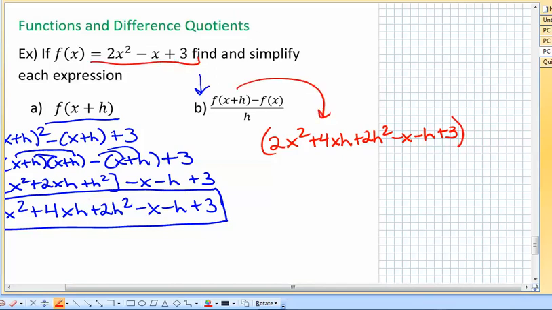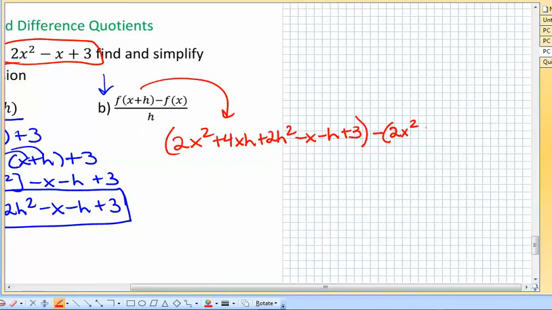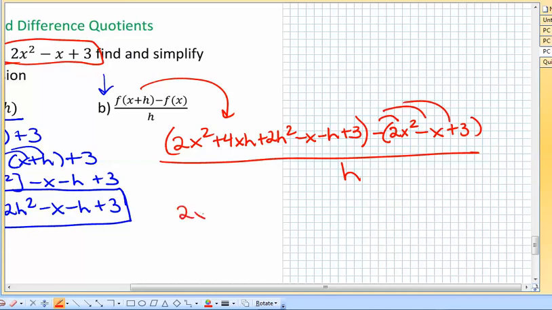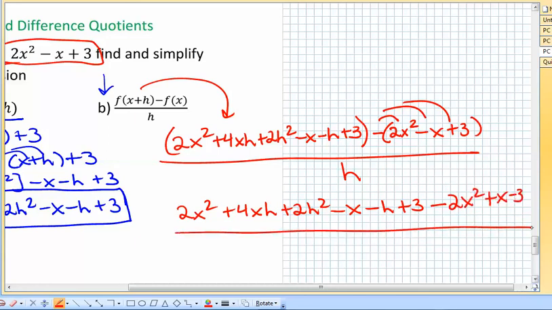F of x, it told us what it is right here. It's 2x squared minus x plus 3. So we're going to subtract that, plus 3, and then divided by h. So notice we're going to distribute here. We'll distribute the negative sign. So we get 2x squared plus 4xh plus 2h squared minus x minus h plus 3. Distribute the negative sign now, so it's negative 2x squared plus x minus 3. And then it's all over h.